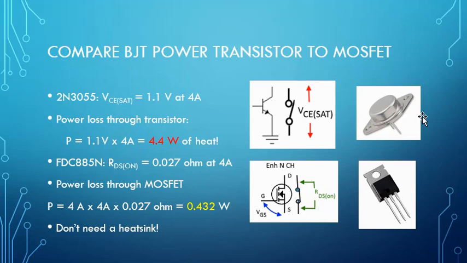Now if we pick up a MOSFET and look at its spec for RDS on, the first thing we'll find out is that it's a smaller transistor package. It's a TO220. But it has an RDS on of only 27 milliohms, or 0.027 ohms, at 4 amps. If we run it through our power formula, I squared R, we get 4 amps times 4 amps times 0.027 ohms is equal to 0.432 watts. Hardly anything. We don't even need a heatsink.